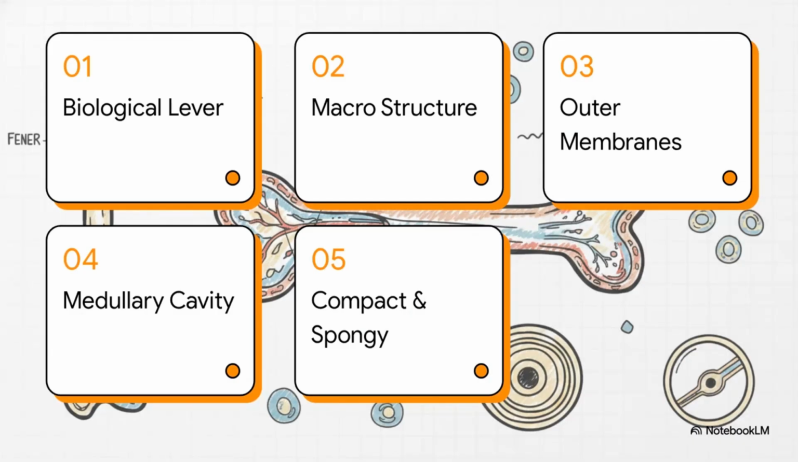Okay, let's dive into this roadmap. First, we'll look at the ultimate biological lever. Then, the macrostructure covering the shaft and ends. Third, we'll peel back the outer surfaces and membranes. Fourth, we'll explore the inner medullary cavity. And finally, we'll break down the compact and spongy tissues.